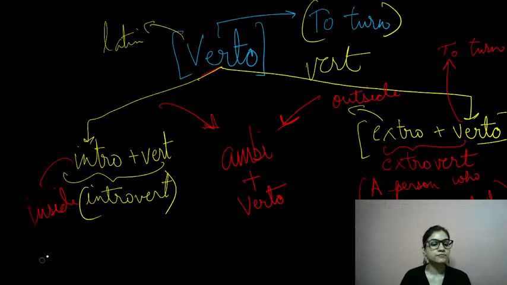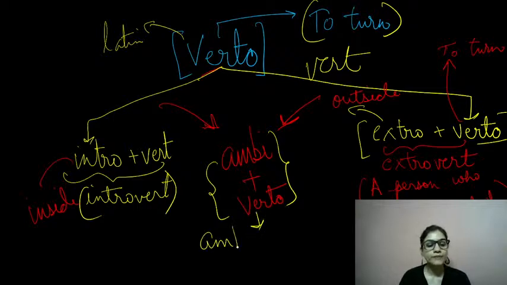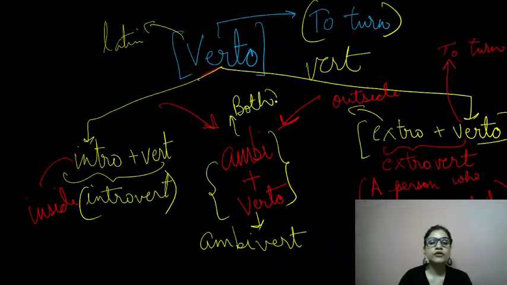Can somebody help me out with the combination, guys? What would this combination be? It will be ambivert. Absolutely. Ambivert is a word, right? So ambi means both. Verto means to turn. So a person who's turned both ways.